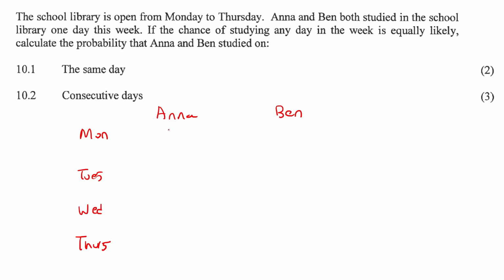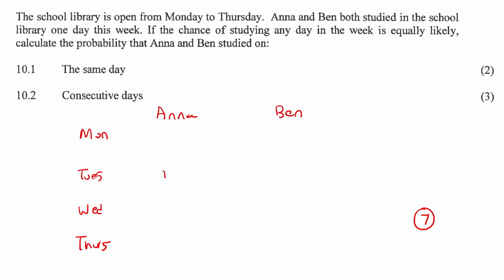So that's 1. They could both study on a Tuesday. That's 2. They could both study on a Wednesday. That's 3. They could both study on a Thursday. That's 4. So far we have 4 possibilities. We could also have Anna study on a Monday, and then Ben could study on either Tuesday, Wednesday, or Thursday. So that's 1 possibility over there. That's 2 possibilities. That's 3 possibilities. Okay, so now we're up to 7.